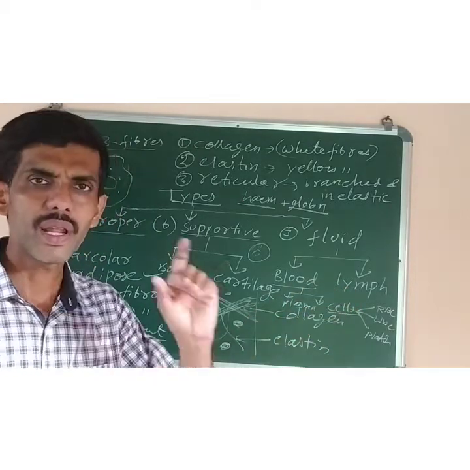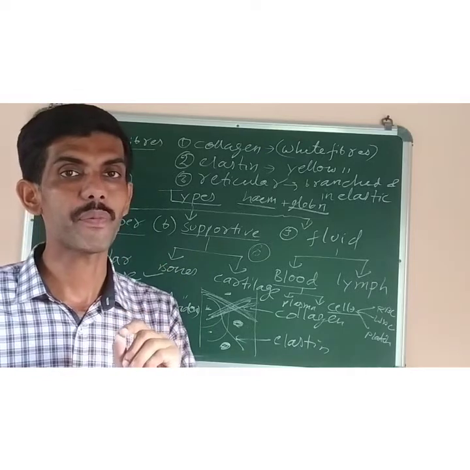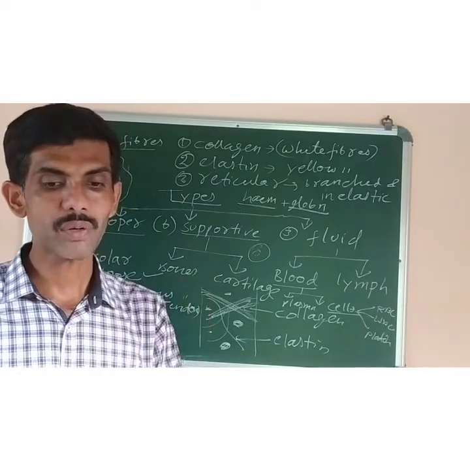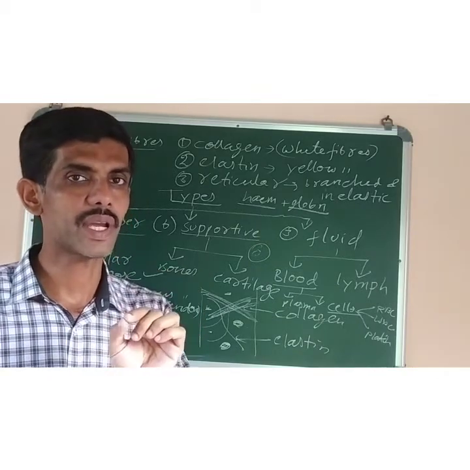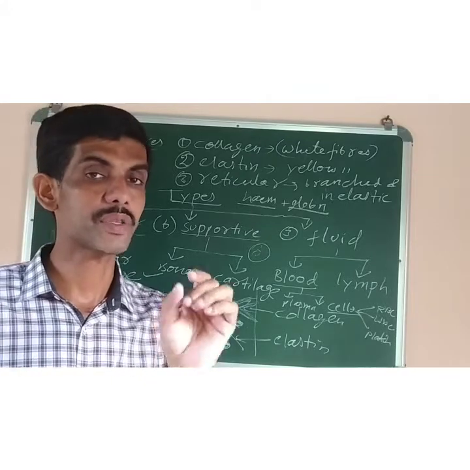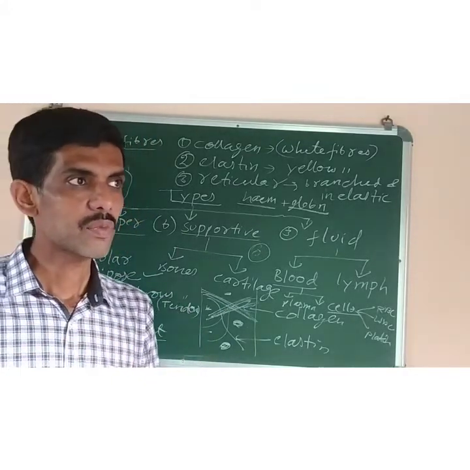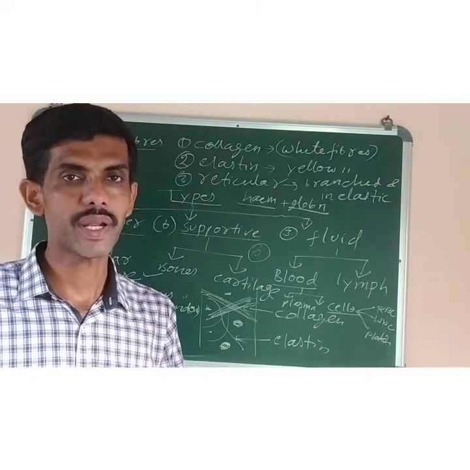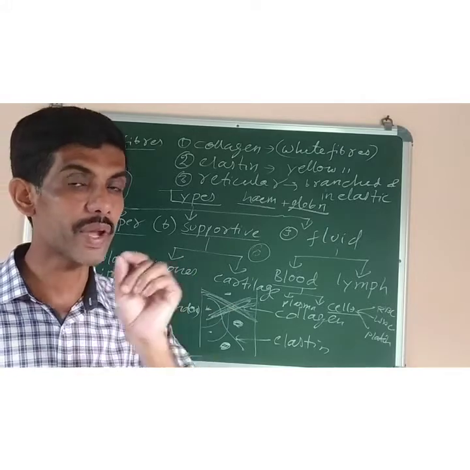What is lymph? Lymph is also a type of fluid connective tissue. It is produced from the blood only. When blood circulates inside the blood vessels, some blood will squeeze or leak from the blood capillaries, and they will collect around the tissues, which forms the tissue fluid. And this tissue fluid is not red in color, it does not contain RBC, and it will flow inside the lymphatic vessels.